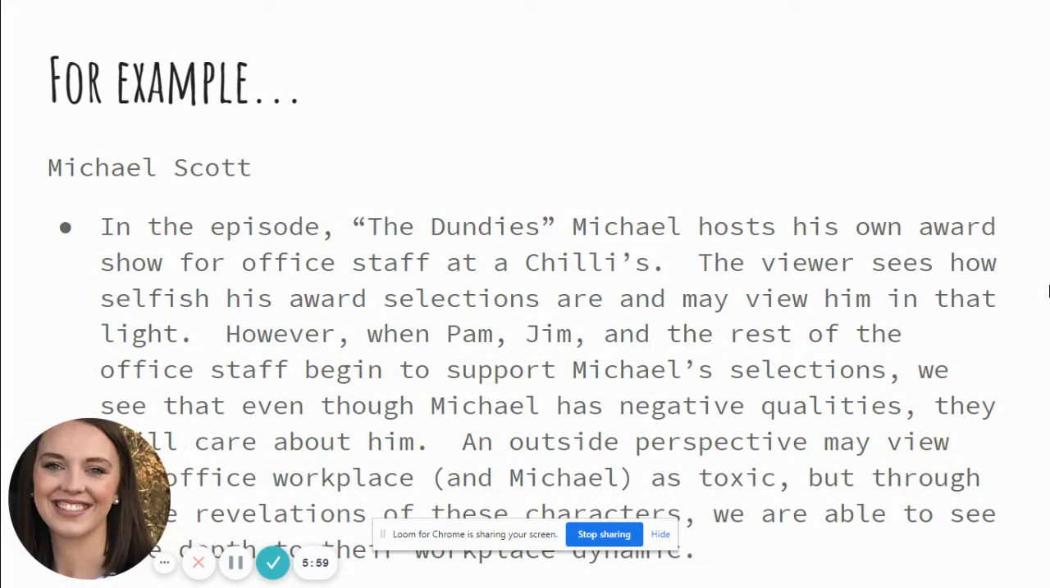For example, we already talked about how some of the direct characterization pieces of Michael Scott are very negative. However, here's an example of a situation that he is put in, or that we see from the show, to show that he's really not that negative of a guy. So in the episode The Dundies, I hope that you all have seen this episode. If not, it's one of the best ones. Michael hosts his own award show for the office staff at a Chili's.